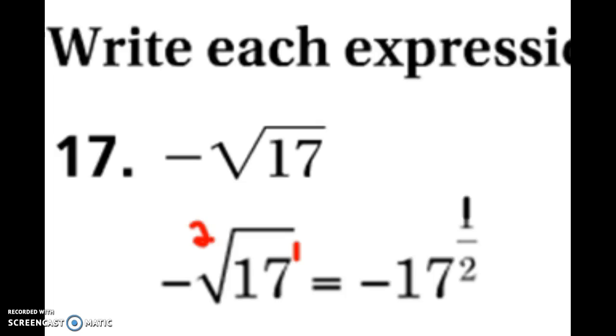In problem 17, we're going to rewrite the expression in exponential form. My index isn't shown, so my index must be 2. My power isn't shown here, so it must be 1. My index is my denominator. My power is my numerator. So I got negative 17 to the 1/2 power.